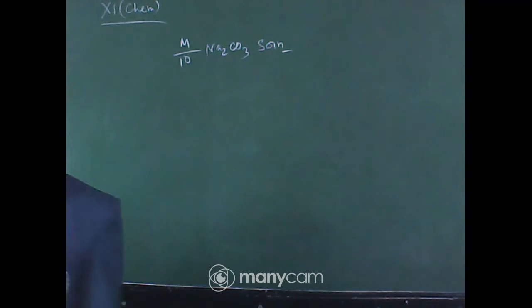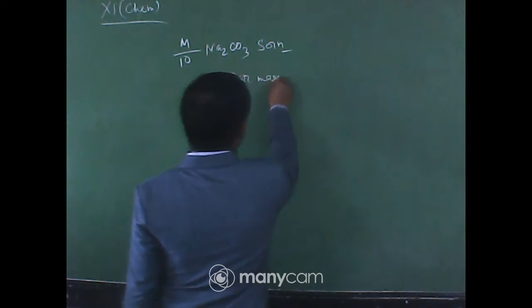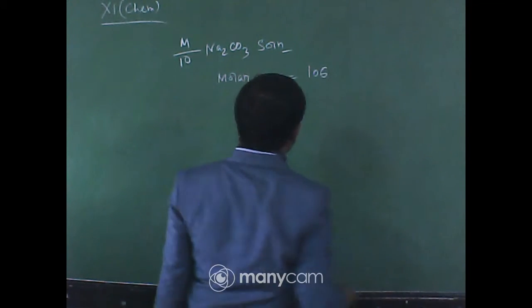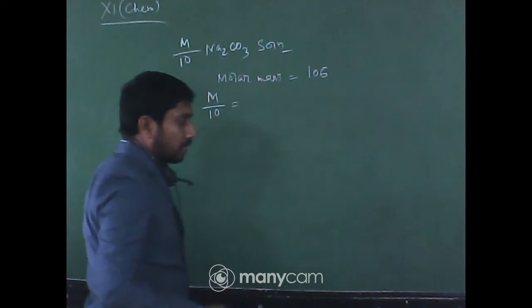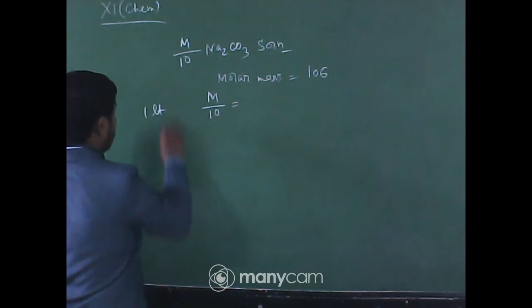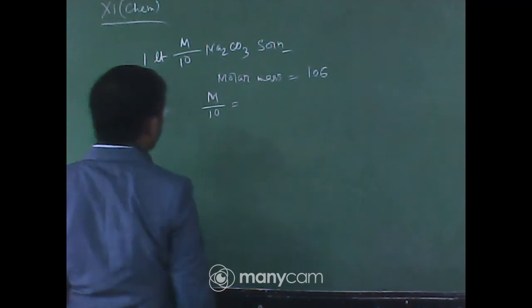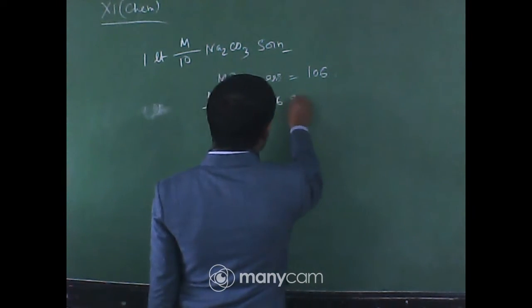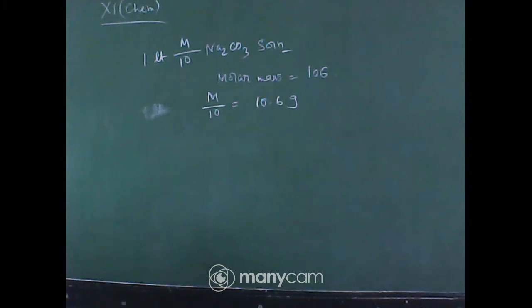First of all, calculate the molar mass of sodium carbonate, which is equal to 106. So to prepare 1 liter of M/10 solution, 10.6 gram should be weighed, and then the rest of the volume should be filled up by water, that is distilled water.